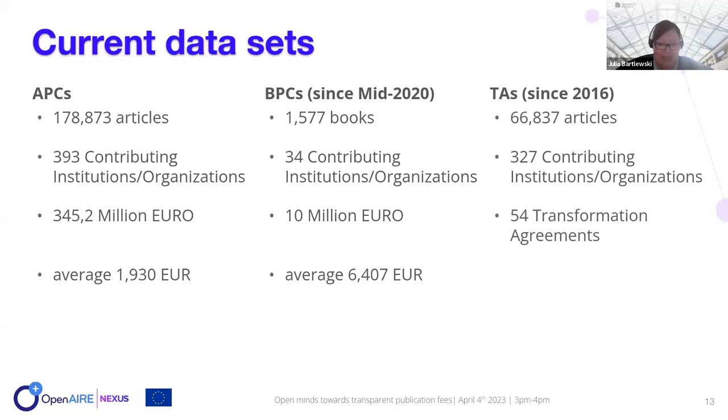So our APC data set is the largest one. It consists of over 178,000 articles, which are provided by 393 institutions. And if you go ahead and sum up all the APCs in the data set, you get to a total sum of over 345 million euros. The average APC, as you can see in our data set, is 1,930 euros. So there's a lot of money in open access publishing.